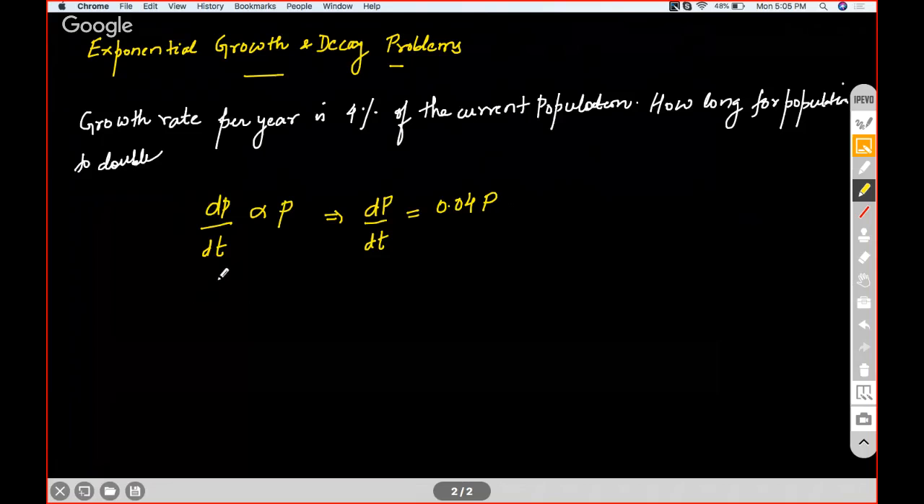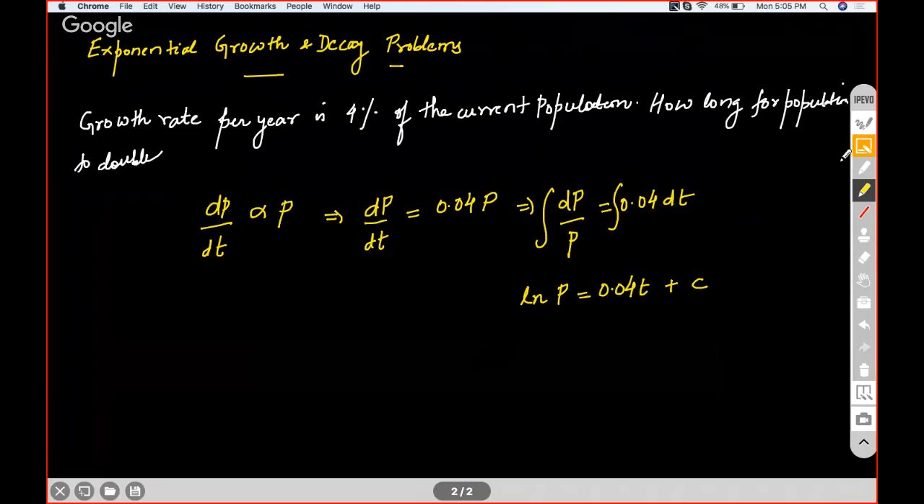So we'll separate the variables out, isn't it? So dP by P, I can write it as 0.04. dP by P is equal to 0.04 dt. Let me integrate both the sides. So it becomes ln P is equal to 0.04 t plus c, correct?